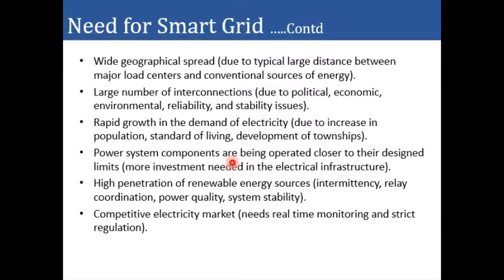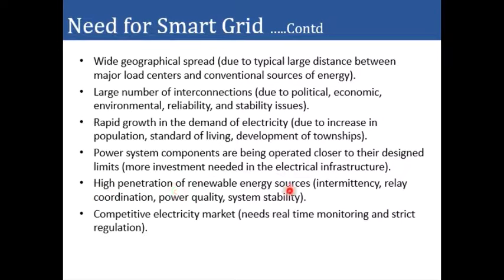Now power system network components are being operated closer to their design limit. So say take the example of transformers which are there in the distribution system. The load has grown drastically and now the transformers are almost overloaded at the distribution level, which is creating frequent breakdowns and lot of problems. So that also needs to be addressed with the help of new technologies in the smart grid area.